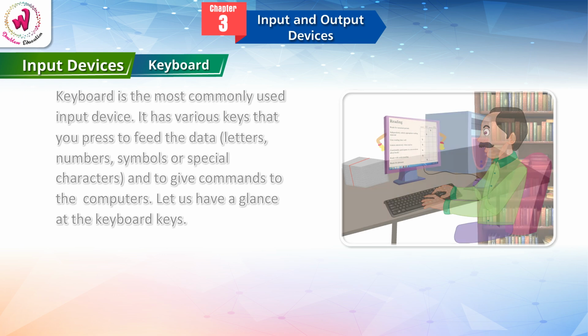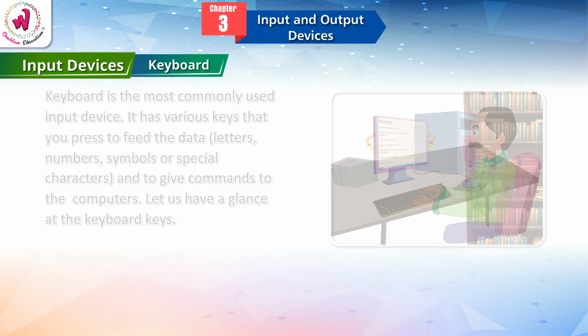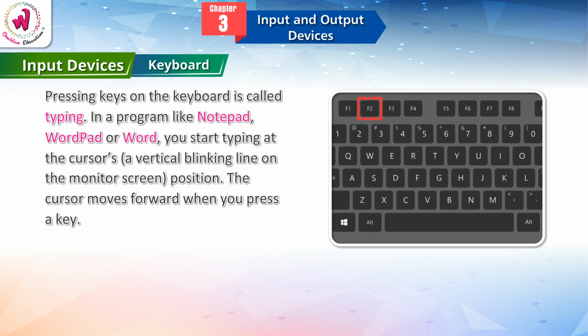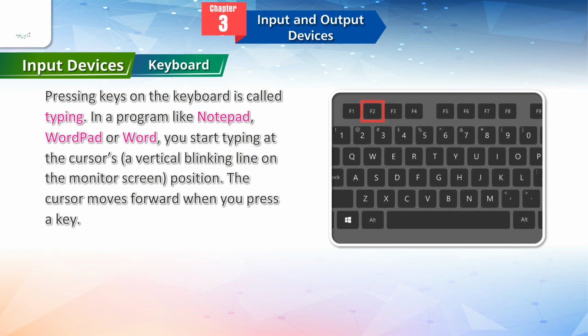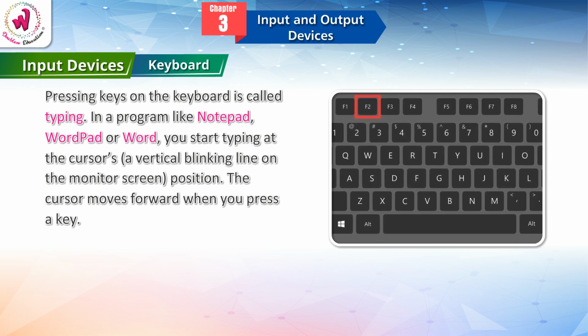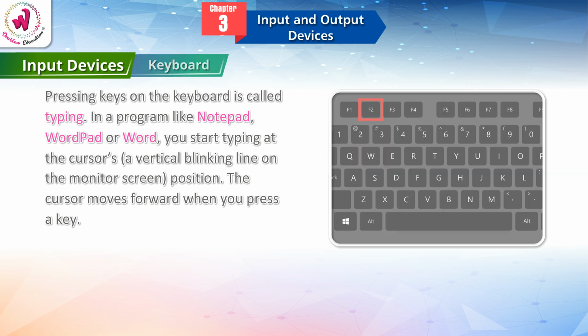Keyboard. Keyboard is the most commonly used input device. It has various keys that you press to feed the data, letters, numbers, symbols or special characters, and to give commands to the computers. Let us have a glance at the keyboard keys. Pressing keys on the keyboard is called typing. In a program like Notepad, WordPad or Word, you start typing at the cursor, a vertical blinking line on the monitor screen position. The cursor moves forward when you press a key.